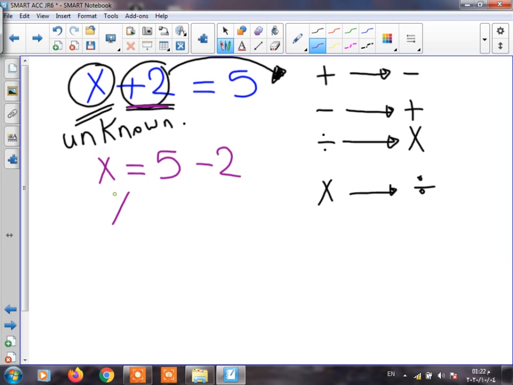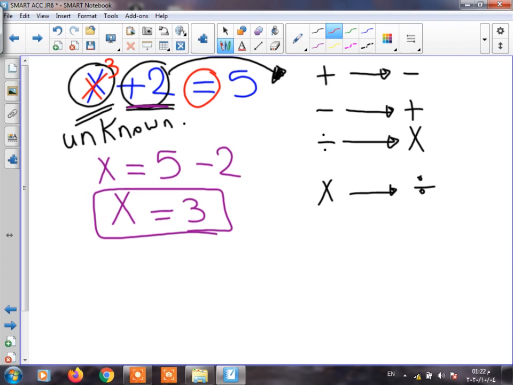So the value of x will be 3. So this is the solution of the equation. The solution of this equation will be 3. That means if I cancel x and write 3, the result will be 3 plus 2, which equals 5. So this equation must be in balance. What is the meaning of this balance? The right hand side and the left hand side must be equal. Okay? The next one.